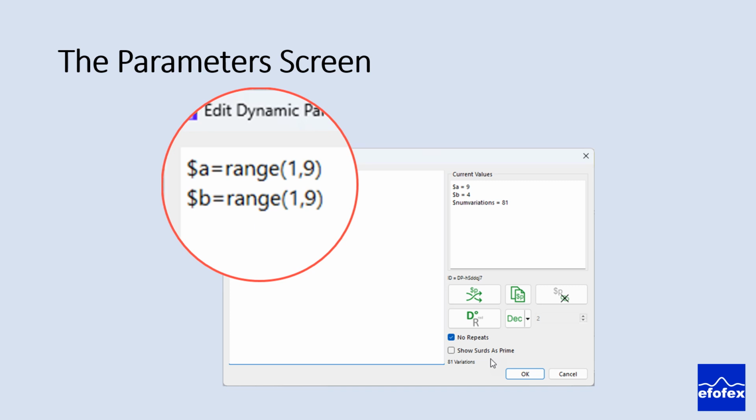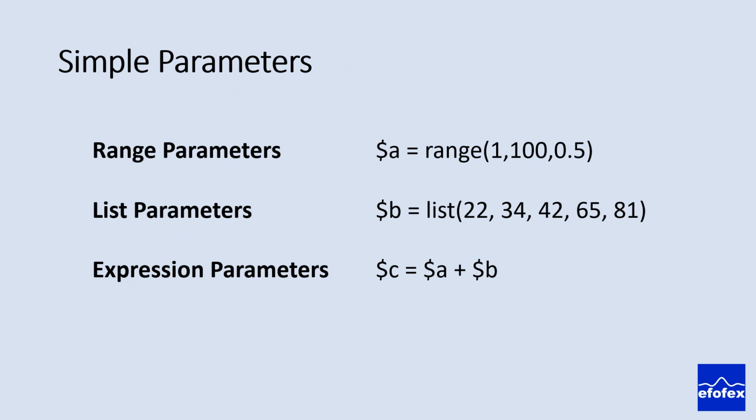There are other buttons which allow you to quickly regenerate your parameters and an estimation of how many variations are available. There are over 30 different parameter definitions available, but most of the time you will use simple range parameters, where a random number is selected from a range of numbers. In this case, $A will be selected from the numbers from 1 to 100, going up in 0.5s.